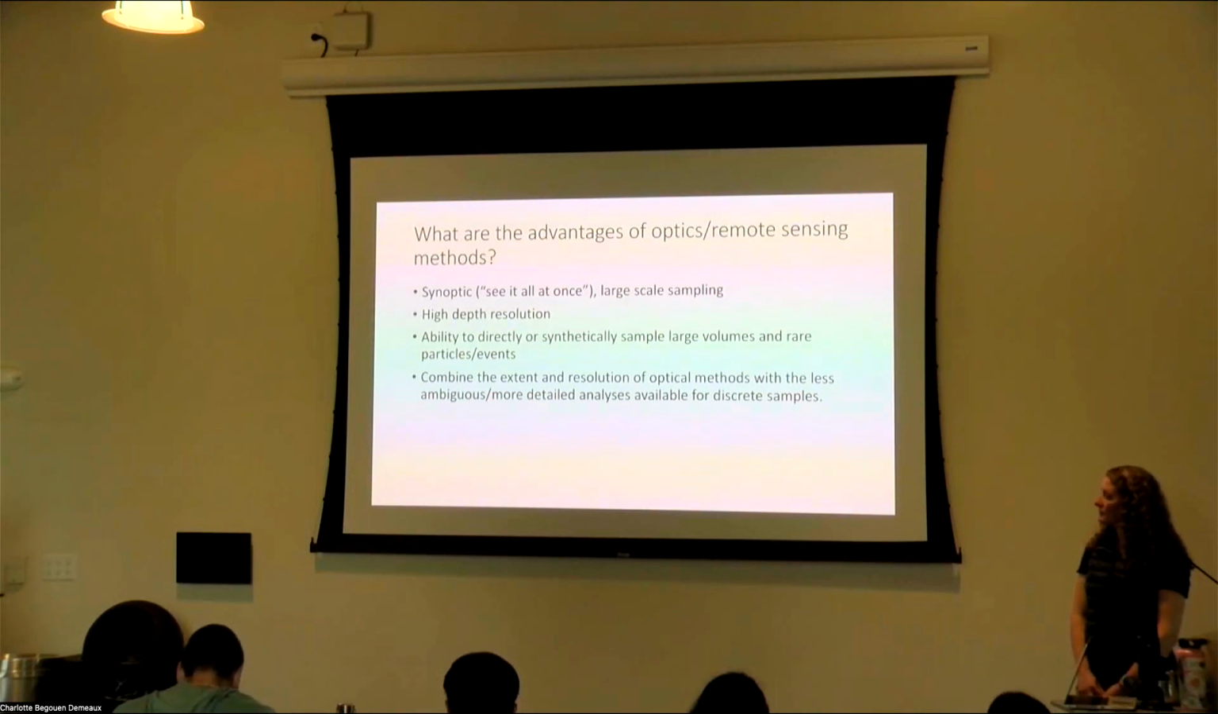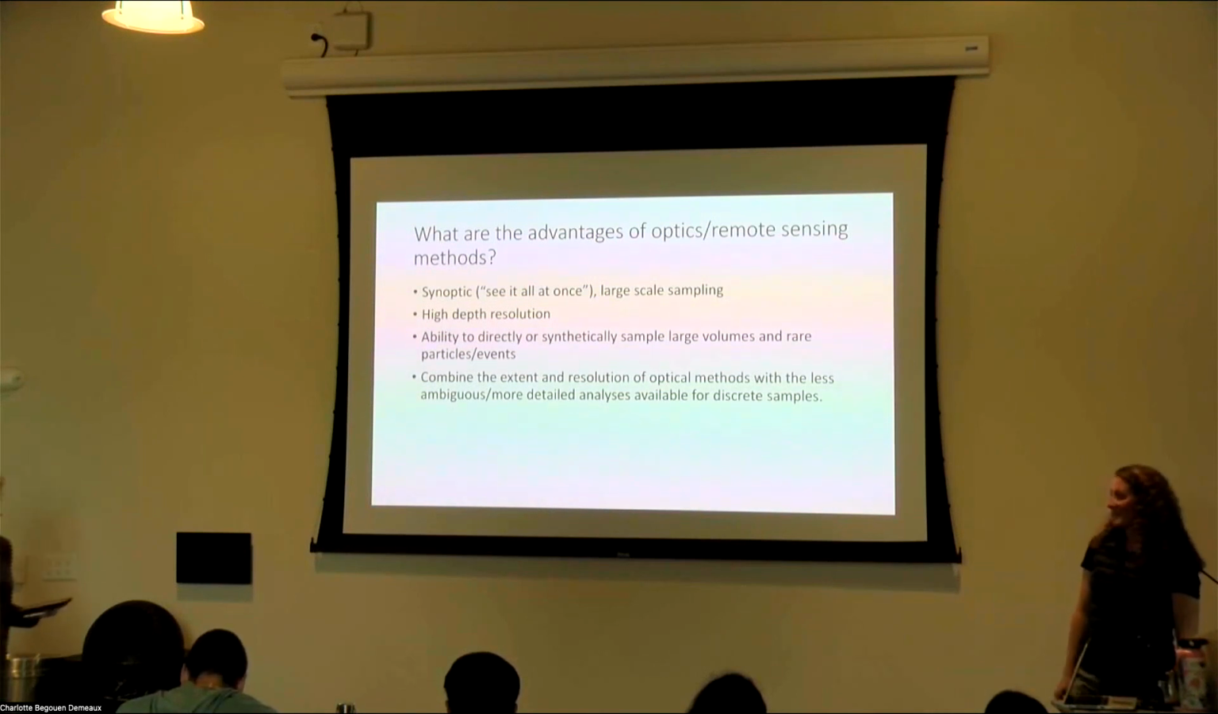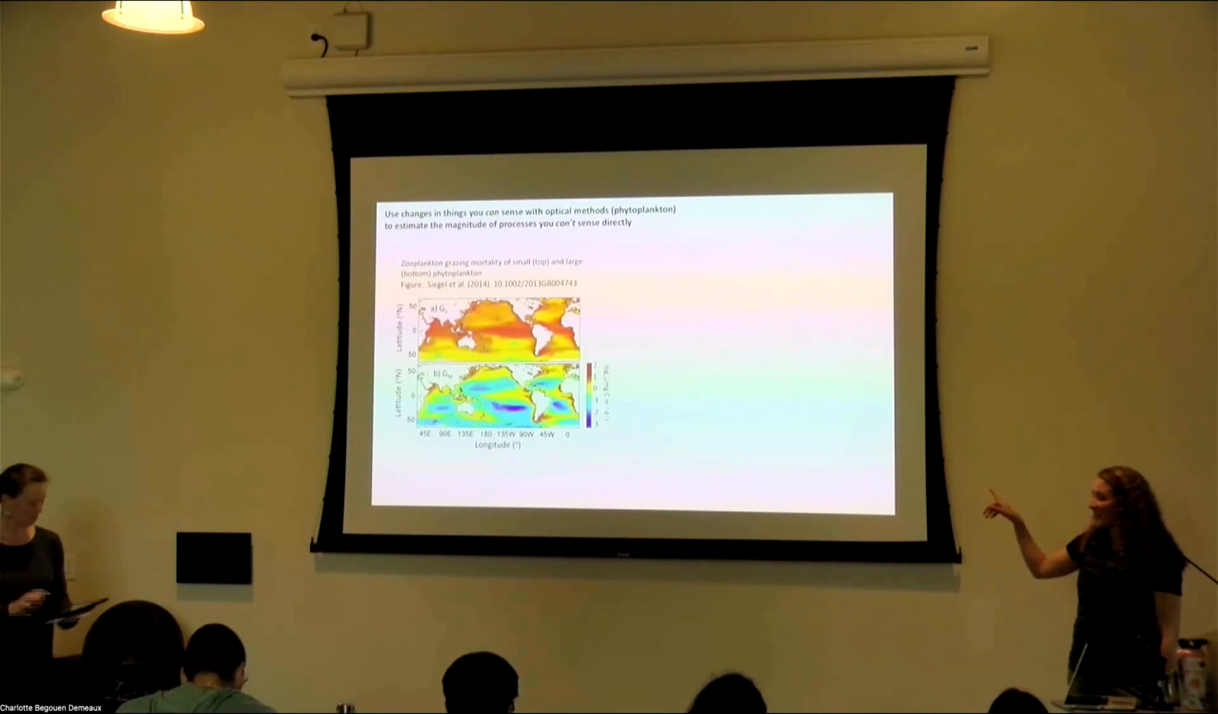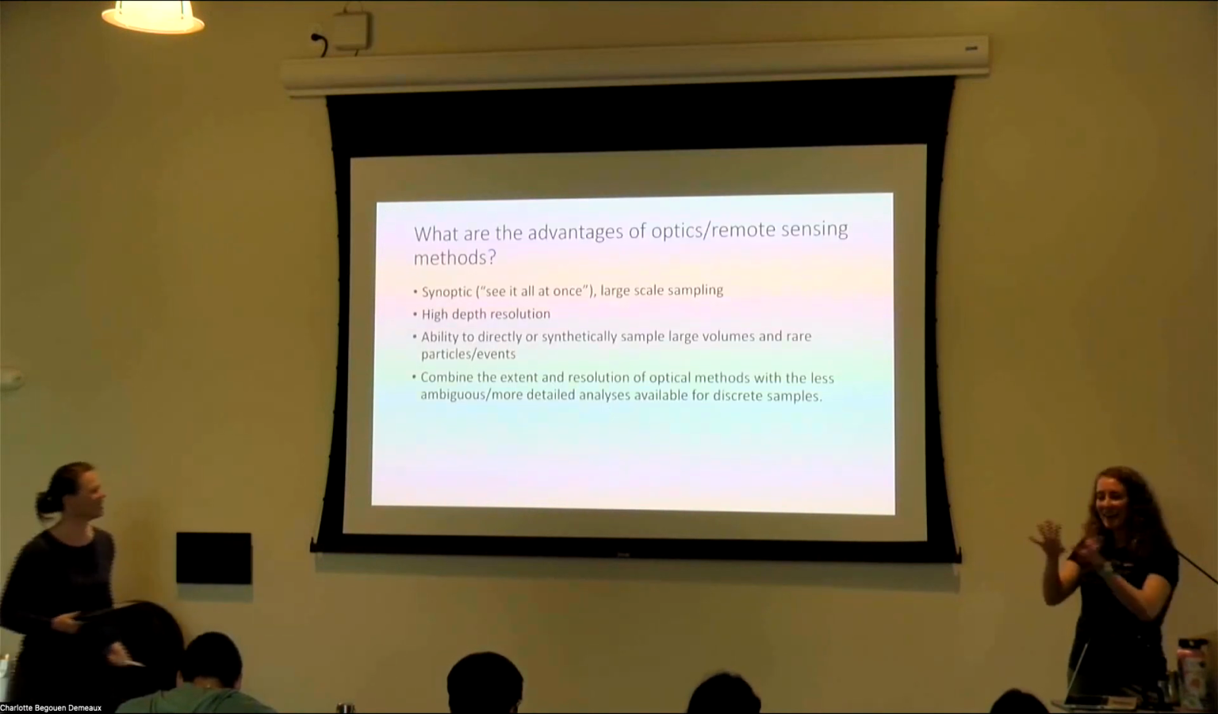The last bullet point up here is just noting that we can take these incredible properties of optical remote sensing methods to cover large distances at high resolution, good time resolution, and combine them with the less ambiguous and more detailed discrete sample analysis, right? That will tell us what we're looking at. So anyway, these are some advantages, and we'll come back around to this at the end of the exercise that you did today.